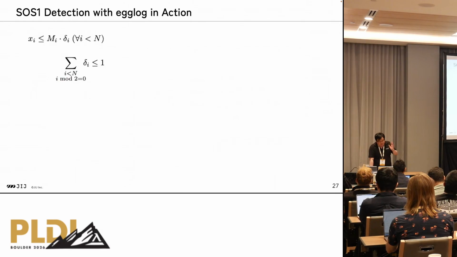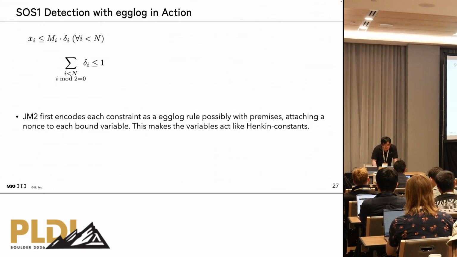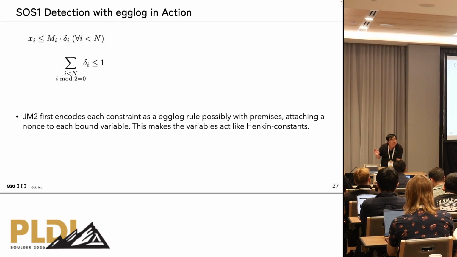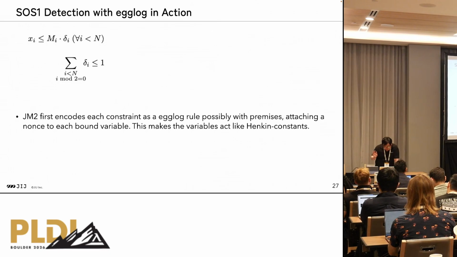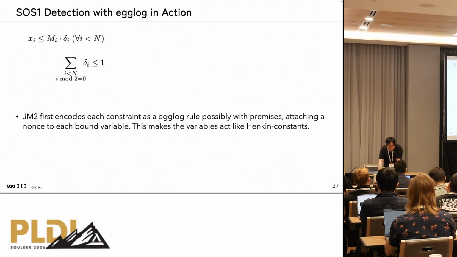Okay, so let's see how our detection algorithm works in Egglog. Suppose we are given two constraints that jointly constitute an SOS1 constraint on even x's. So JijModeling 2 first encodes each constraint as an Egglog rule, possibly with premises. While doing this, it attaches nonces to each bound variable. And this makes the variable act like a Henkin-like constant.